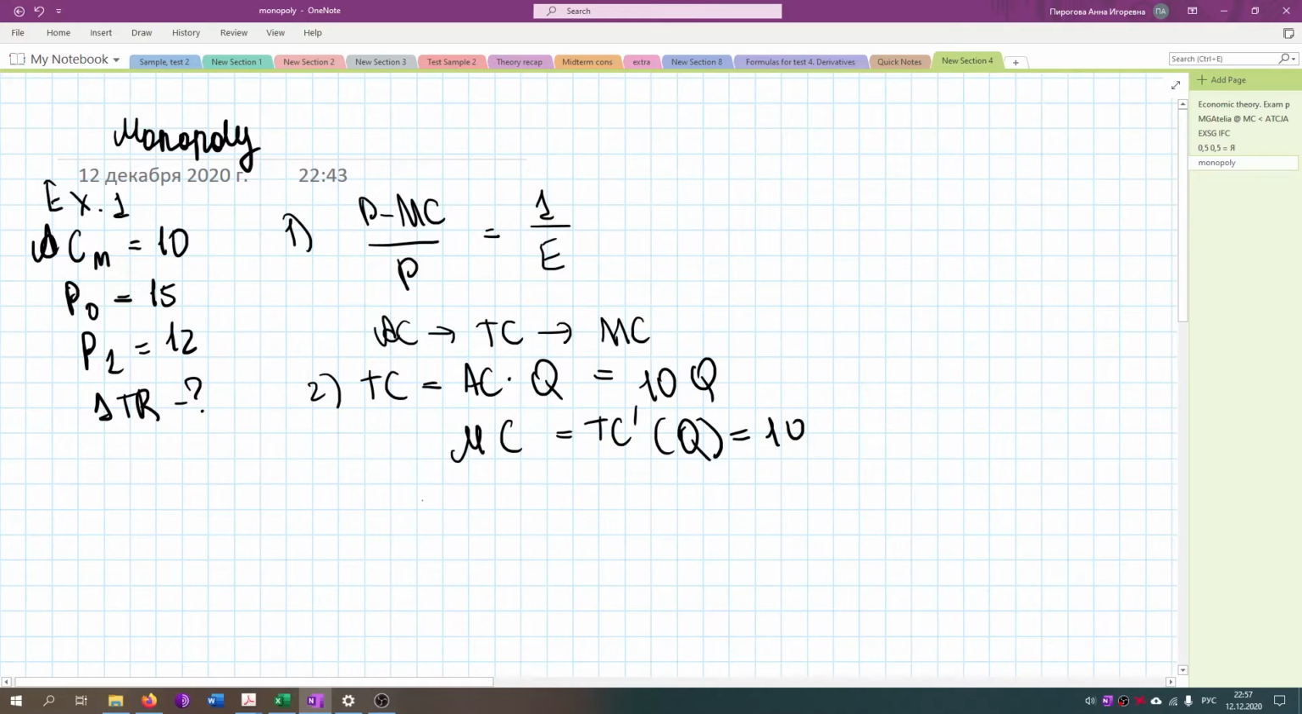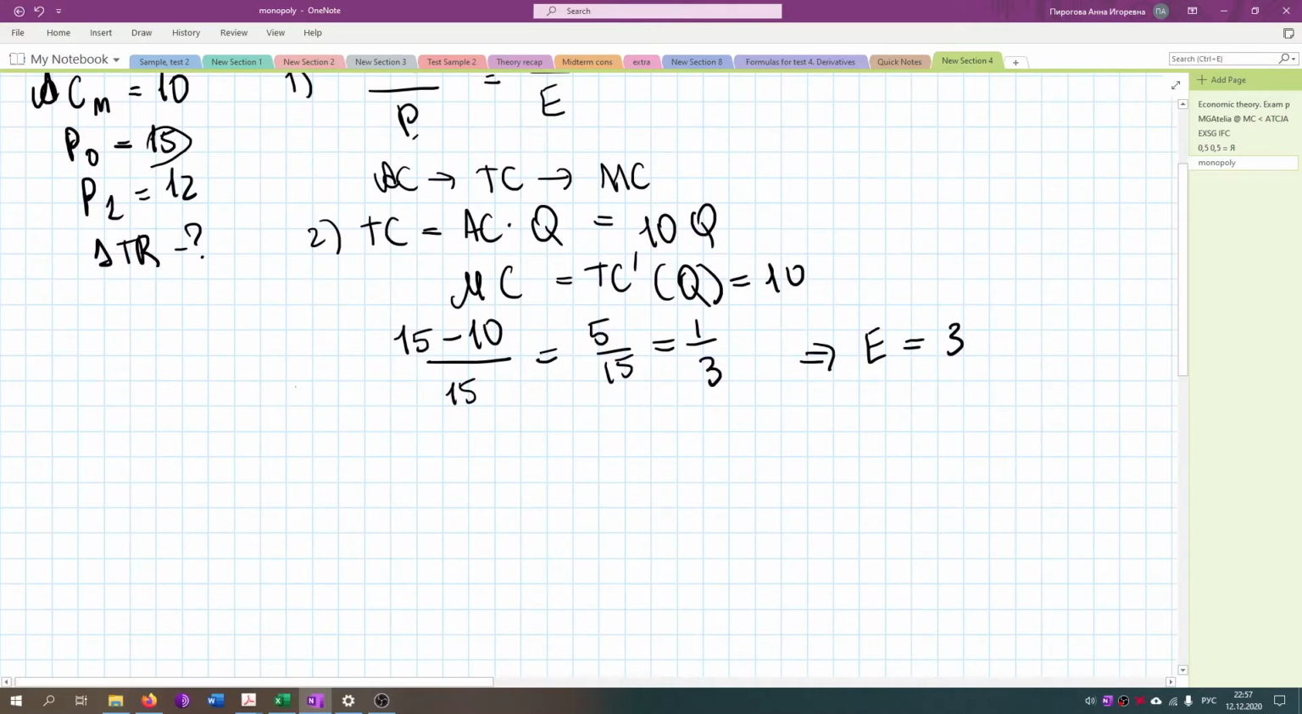And using our equation, as a price, we take 15. Marginal cost is equal to 10. Here again the same price, 15, is equal to 5 divided by 15, which is equal to 1 divided by 3. This means that E is equal to 3.